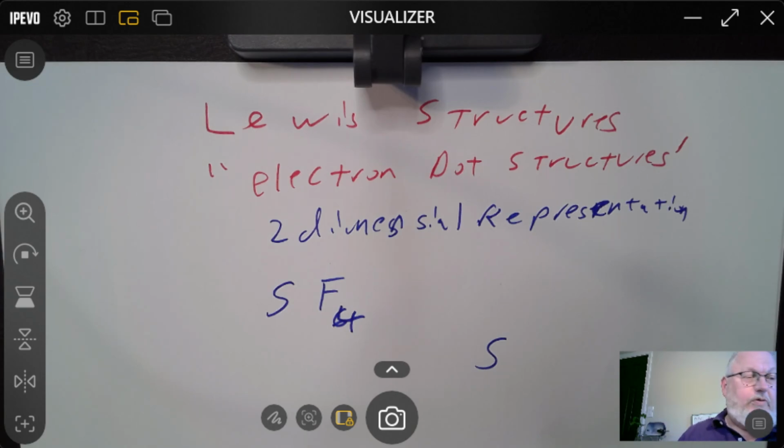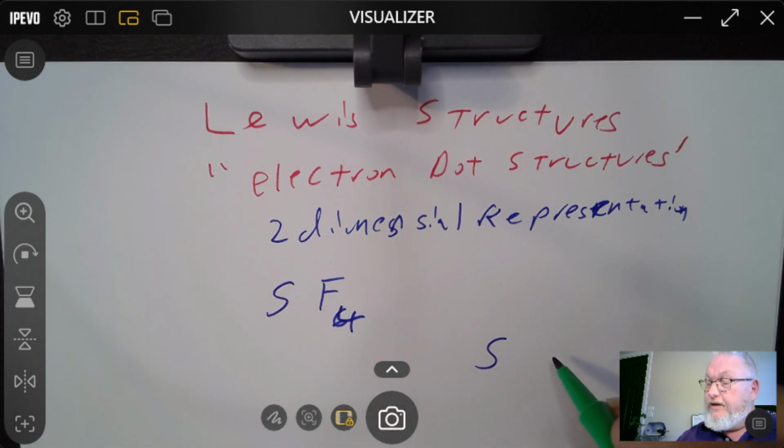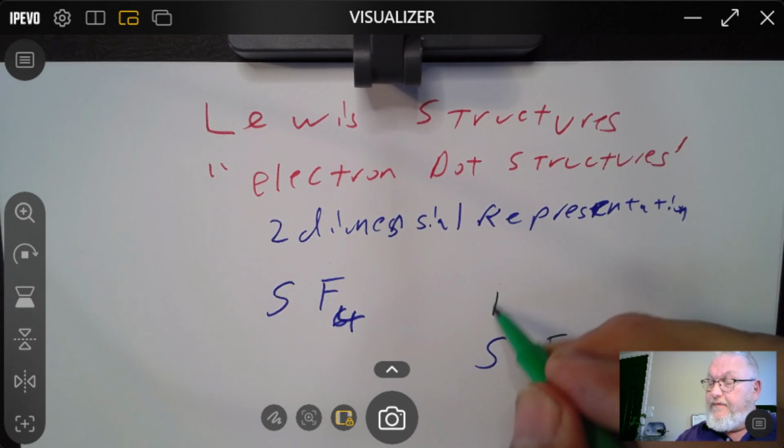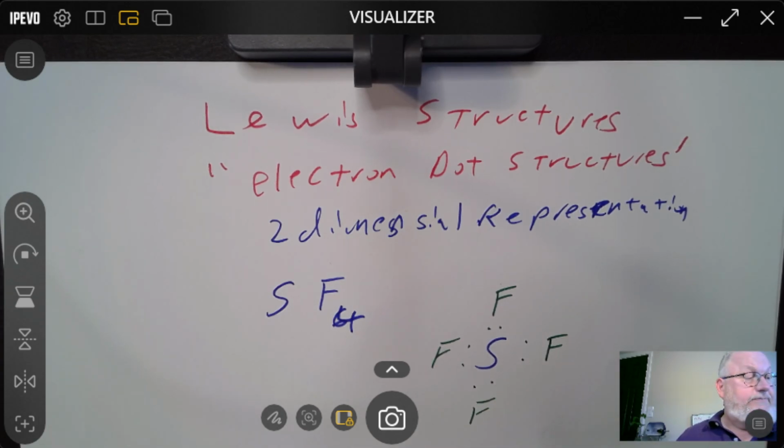Now, if I've got two or more central atoms, usually the central atom is going to be the least electronegative. So now I'm going to draw the other atoms, more electronegative, I guess you would say, the fluorines around it. And of course, they're going to be at least a single bond to there. I'm going to use the two electron dots right now.